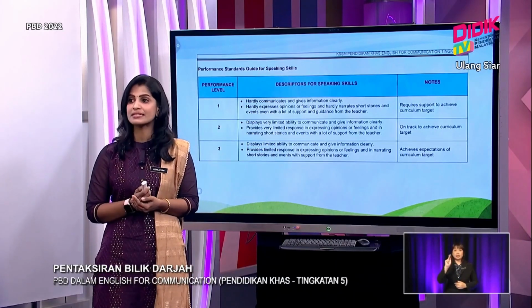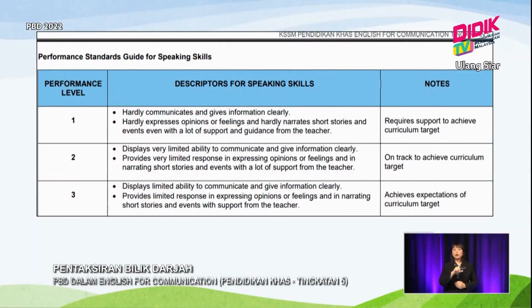So for performance level 1, students can hardly communicate and give information clearly. I mentioned this earlier. They can hardly express their opinions or feelings and hardly narrate short stories and events, even with a lot of support. Okay, for level 2, I have mentioned earlier too. So they display a very limited ability to communicate and give information clearly.